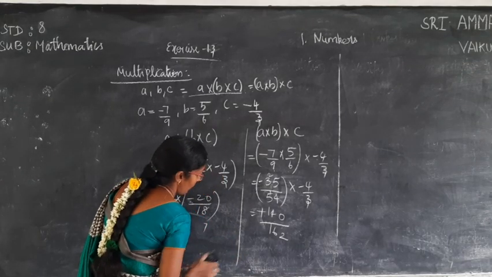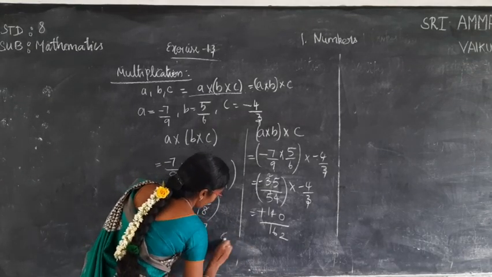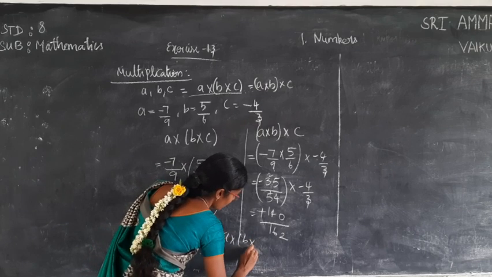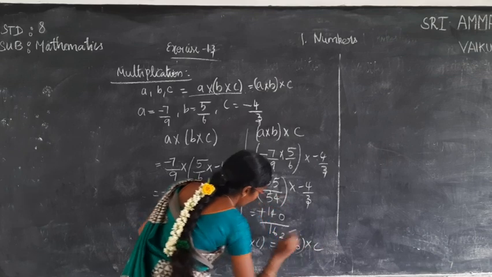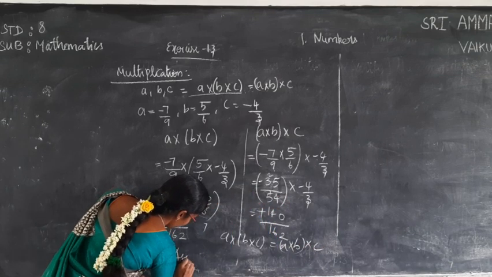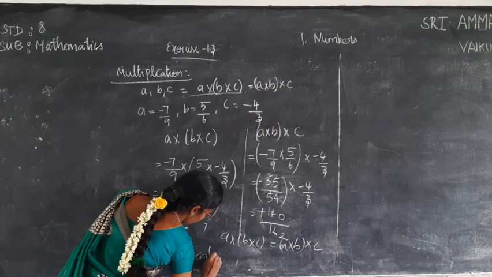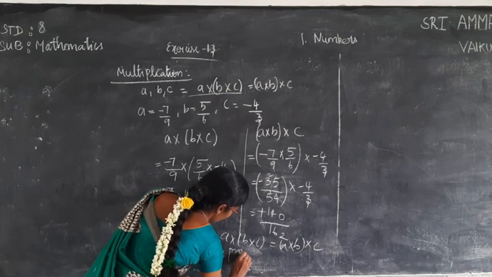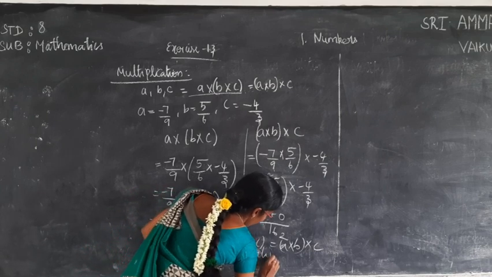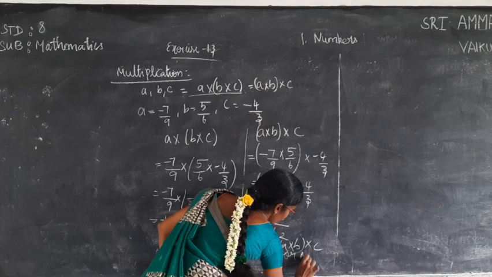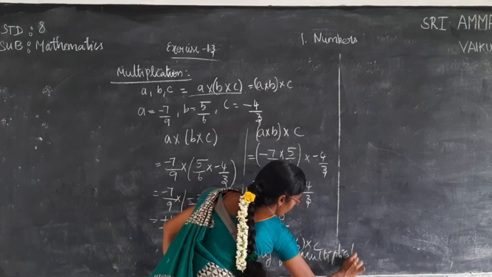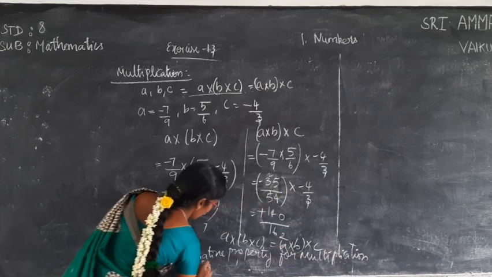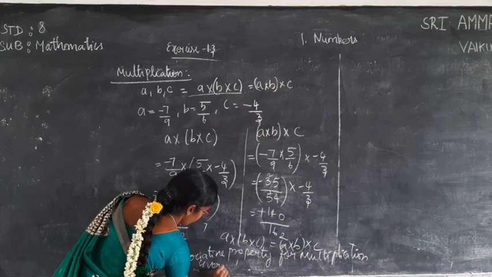So associative property, that is A into B into C, which is equal to A into B into C. That is associative property for multiplication is verified.